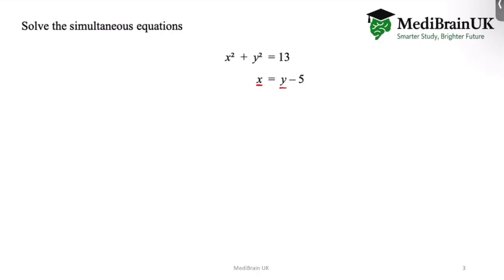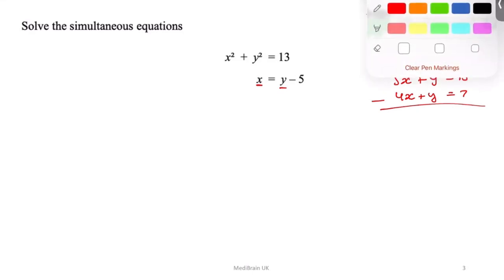There is a simpler type of simultaneous equation where you get sort of 5x plus y equals 13, 4x plus y equals 7. And then what you do is you literally subtract it like that. And you work out what x is, what y is. This is something different. This is quadratic simultaneous equations.